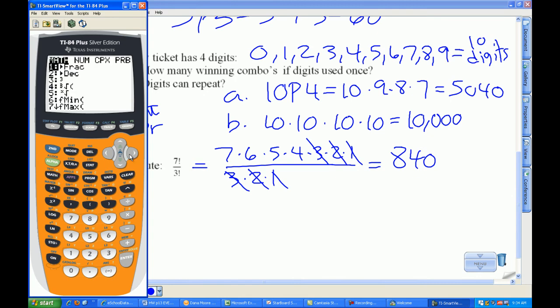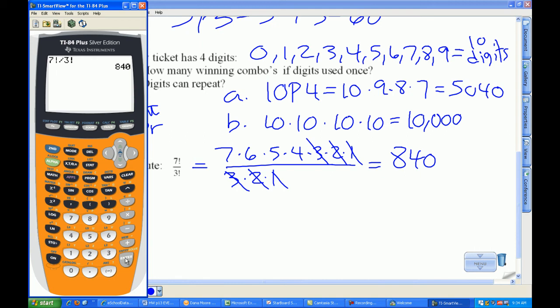7, math. Go over to the PRB tab, and choice 4 is factorial. So there's 7 factorial divided by 3, math, go over to that PRB tab, 3 factorial. Hit enter, and there's your 840. Okay, so that works as well.